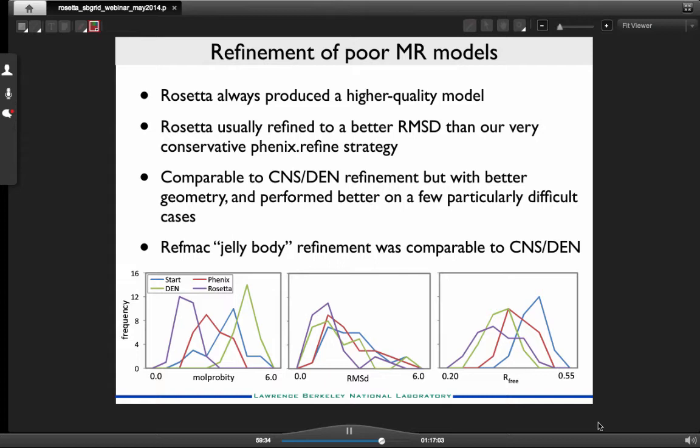I don't have it on this slide. We also compared it to RefMac, and RefMac was the jelly body refinement specifically, and that tends to perform comparable to the DEN refinement in CNS.